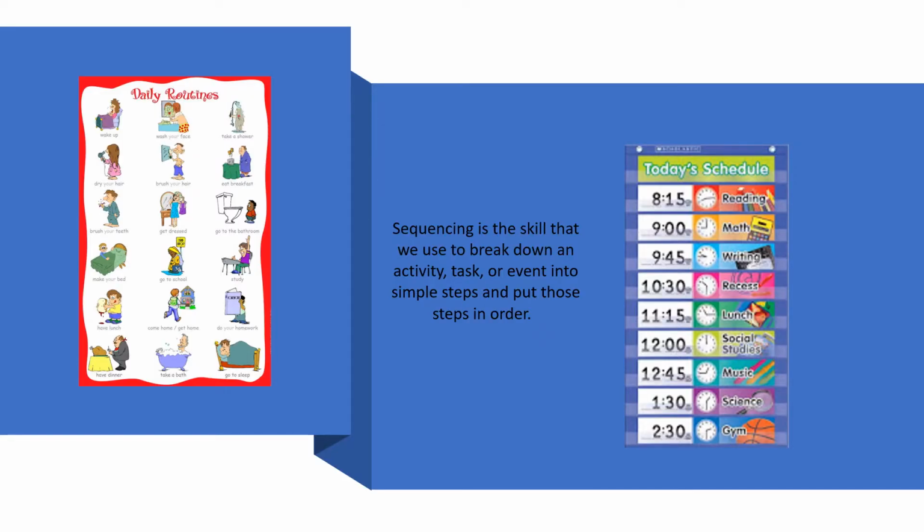Sequencing is the skill that we use to break down an activity, task, or event into simple steps and put those steps in order. It is essential for reading, math, science, and everyday life. We use sequencing to divide our waking hours by a schedule, preparing a dessert from a recipe, and balancing a budget by adding and subtracting in a specific order.